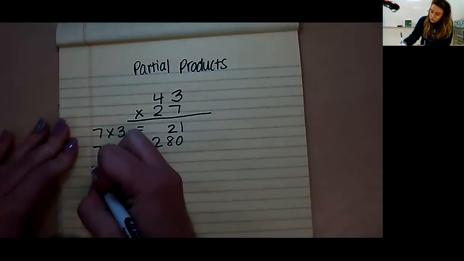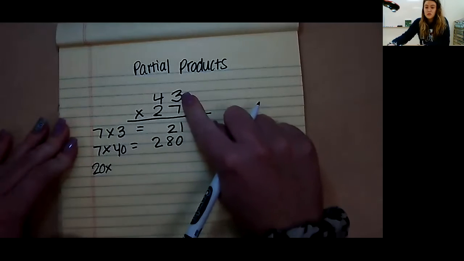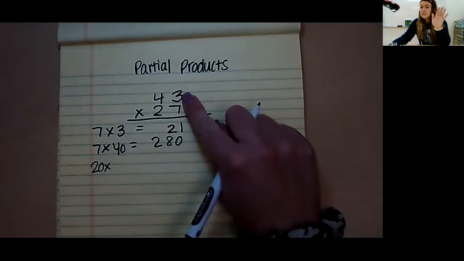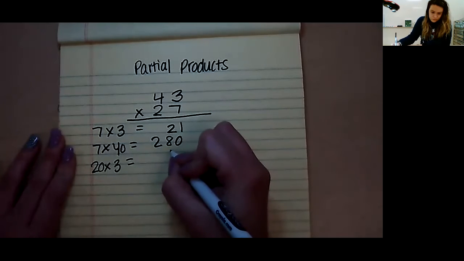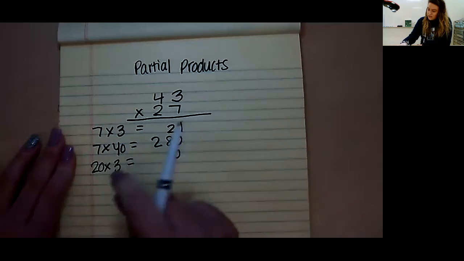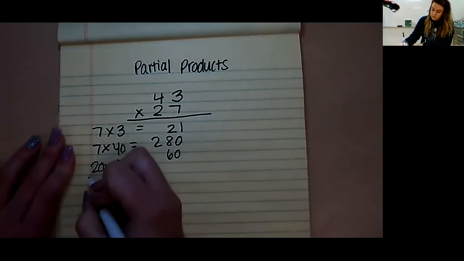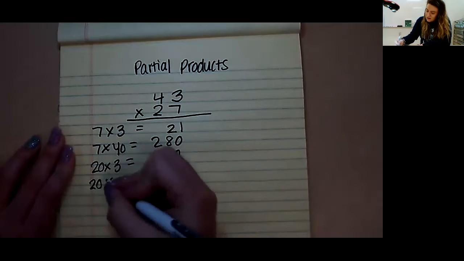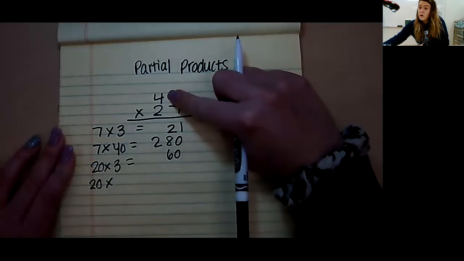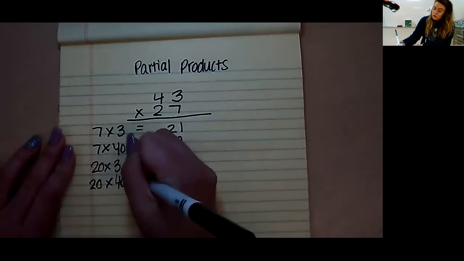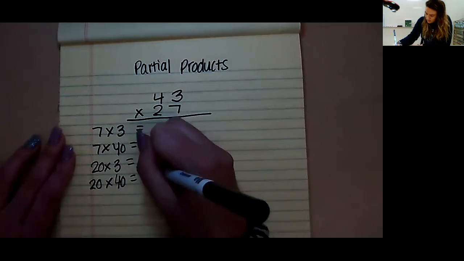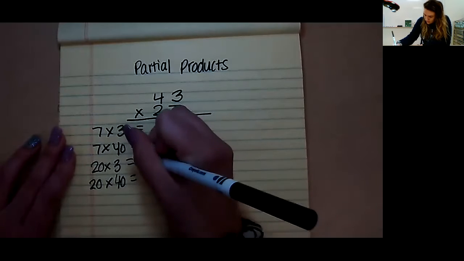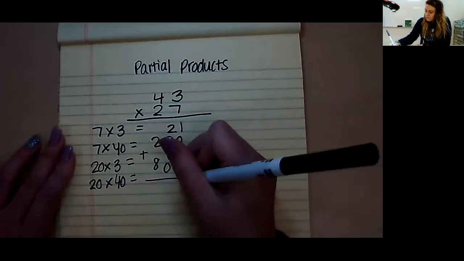So now I'm going to be doing 20 times, and I'm going to use the 3. But it is going to be a 3 because the 3 is in the ones place. So 20 times 3 is going to give me 60. And then I'm going to use the 20 again, and I'm not multiplying it by a 4, I'm going to be multiplying it by a 40, because again, the 4 has a value of 40. So 20 times 40 is going to give me 800. And then you're going to add all of these up.